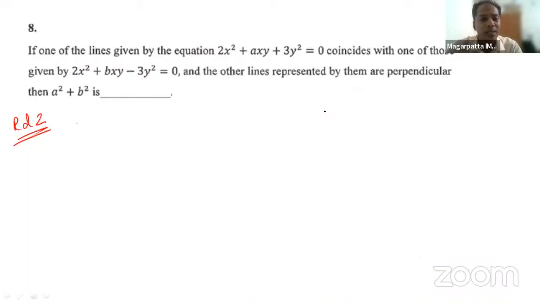Okay, next, this one we did, this one we are still left to do. Now this one is a little tricky one. If one of the lines given by the set of equations coincides with one of the lines of this set of equations, then the other lines represented by them are perpendicular. Then a square plus b square is what?